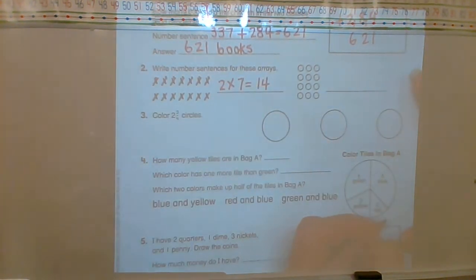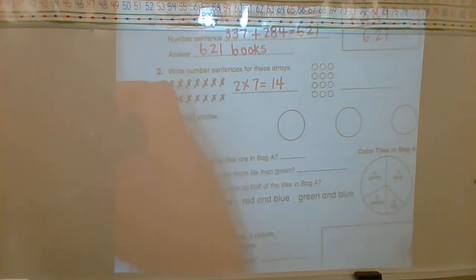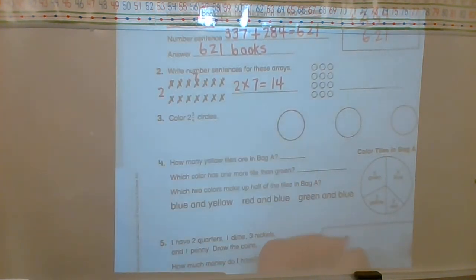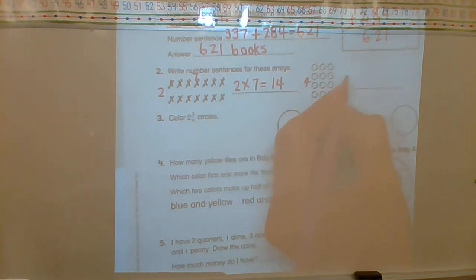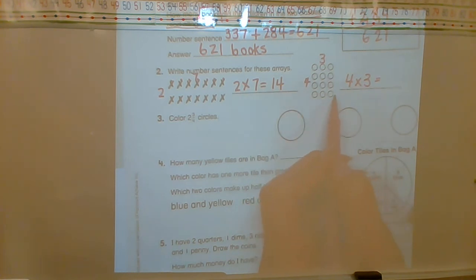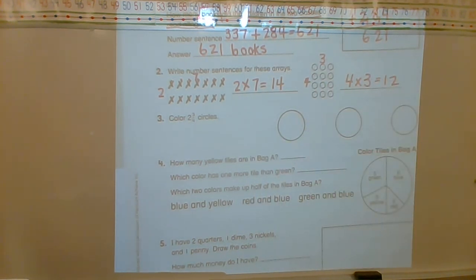All right, let's take a look at this array. How many rows here? 1, 2, 3, 4. It's 4 by 3. What is 4 times 3? Say it with me. 3, 6, 9, 12. You guys are speedy.